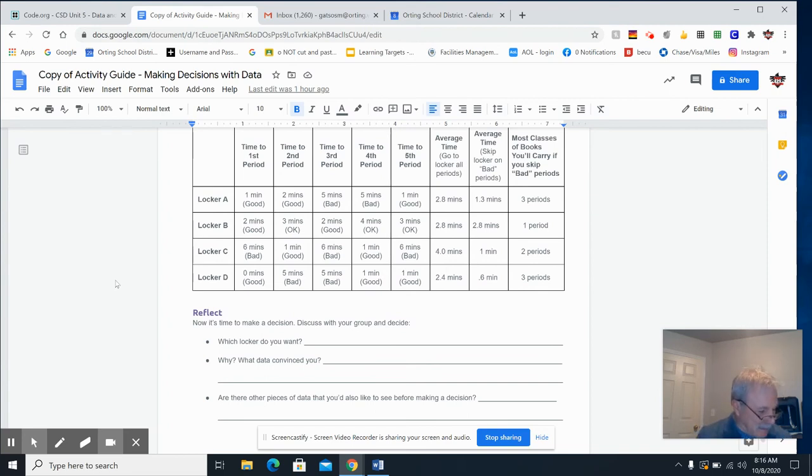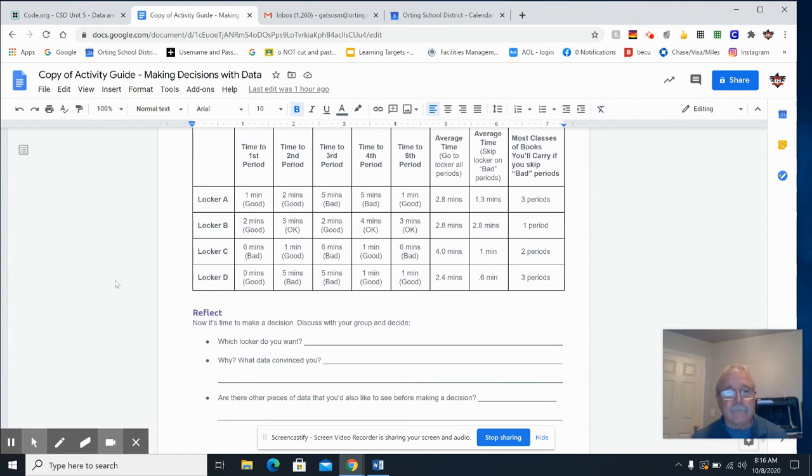All right. And what data convinced you? My books are really heavy and I want to go to my locker between every class. Okay, that's one of the big things that they chose because they wanted to go back to their locker each time after each class. That's another reason they chose B. They can go back and forth after each class.